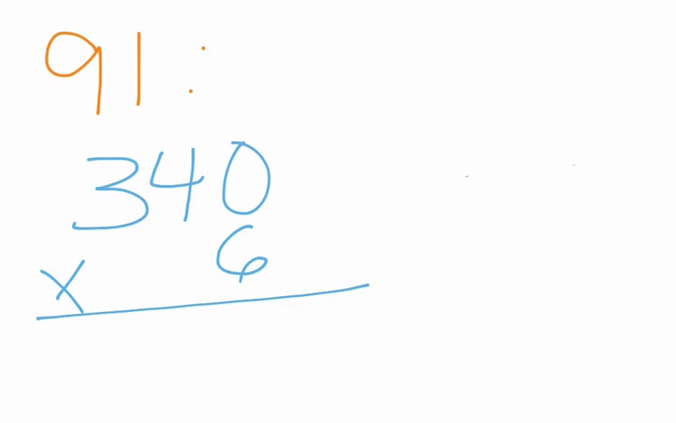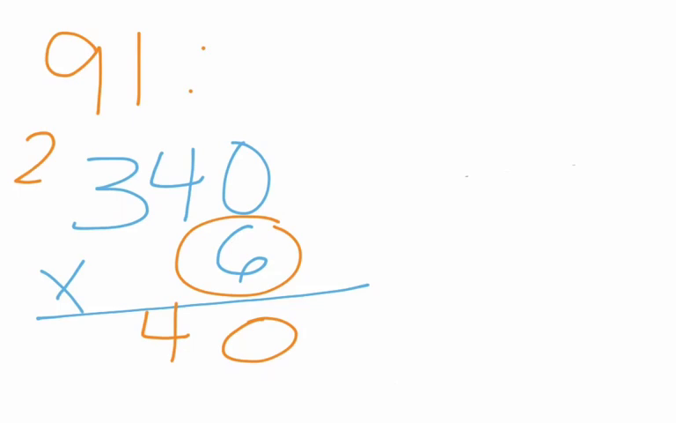All right, so C says 340 times 6. And I have every number multiplied by this. We have 0 times 6 is 0. 4 times 6 is 24. 3 times 6 is 18. Plus 2 is 20. And our answer is 2,040.